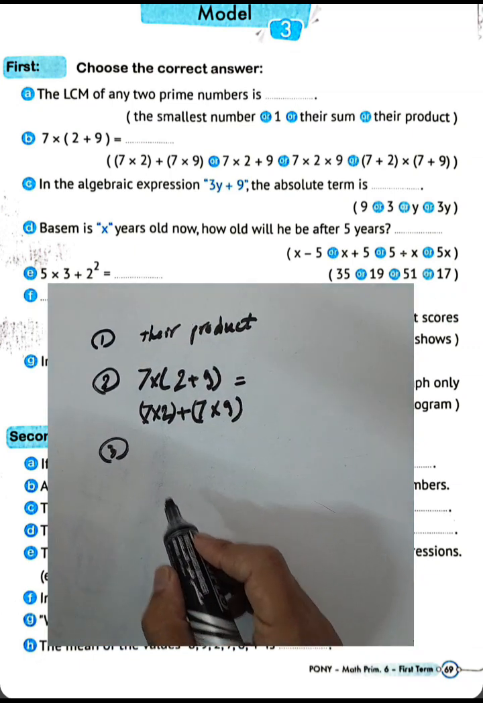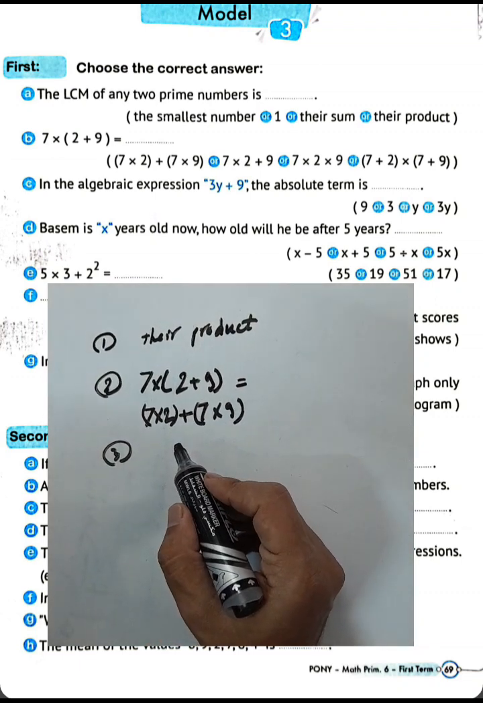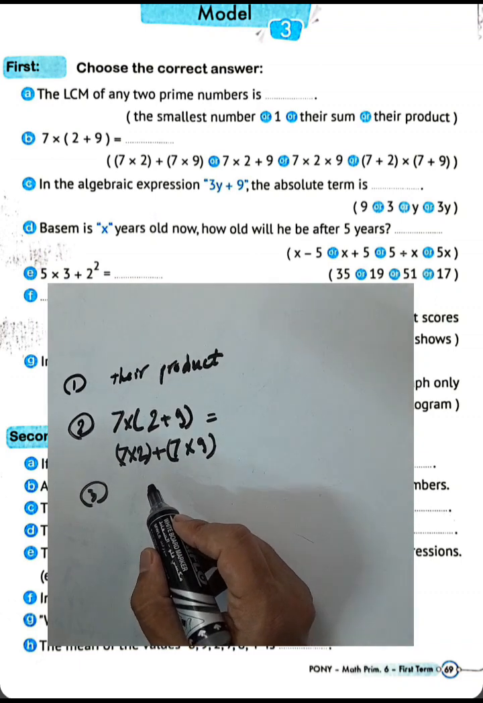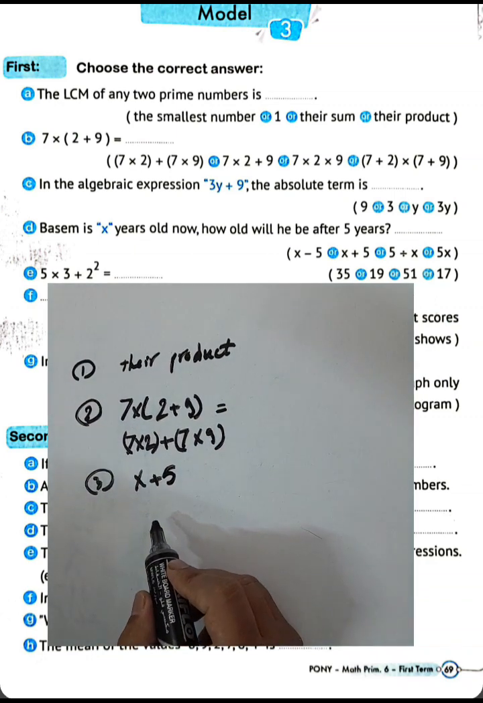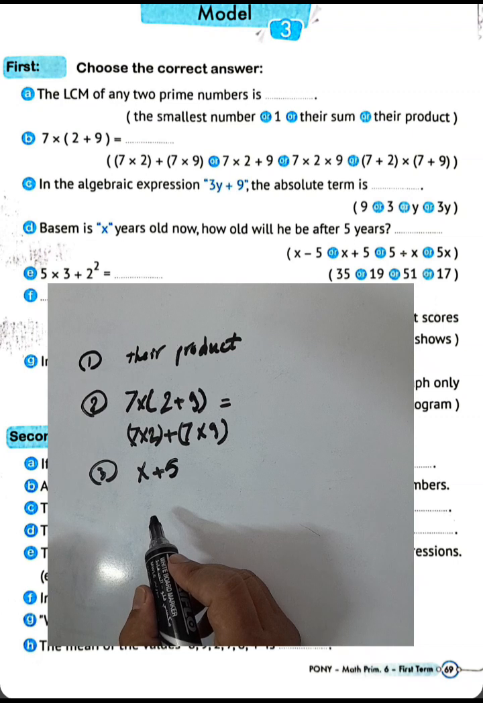Question number 3: Basim is X years old now. How old will he be after 5 years? It will be X plus 5. He will be X plus 5 years.